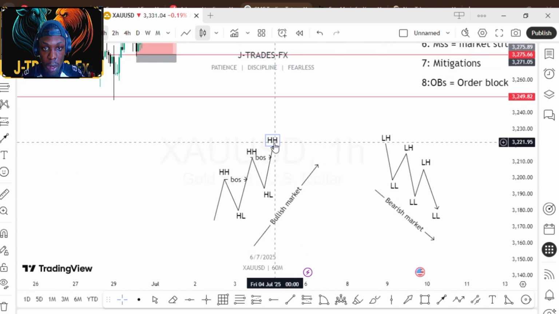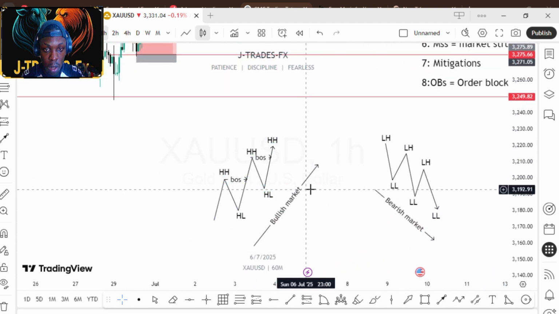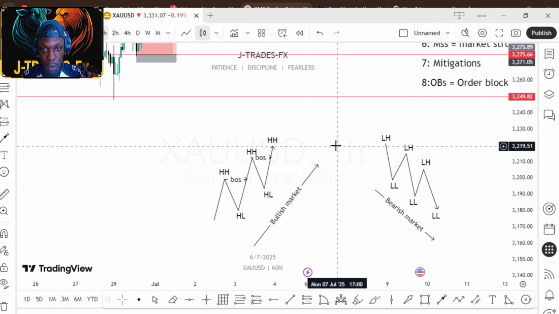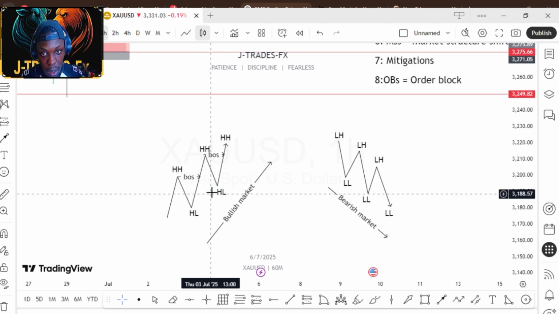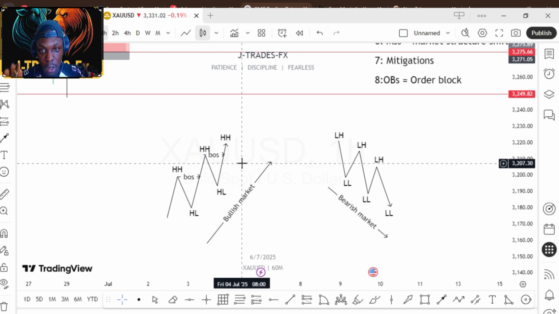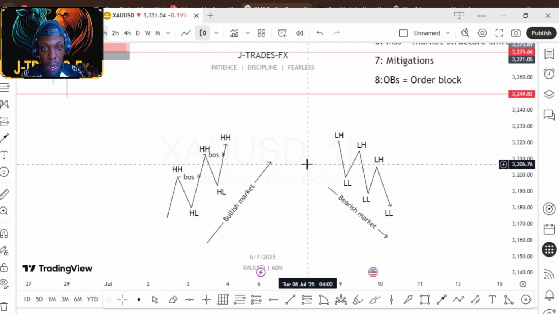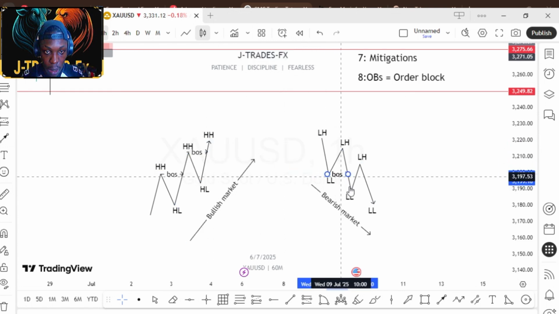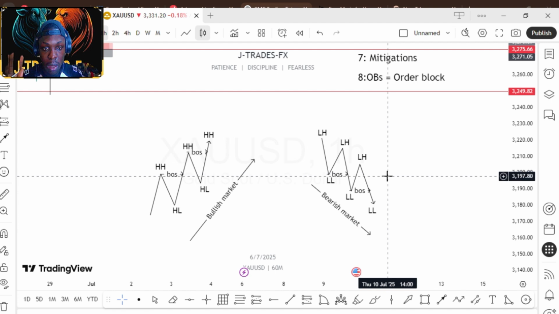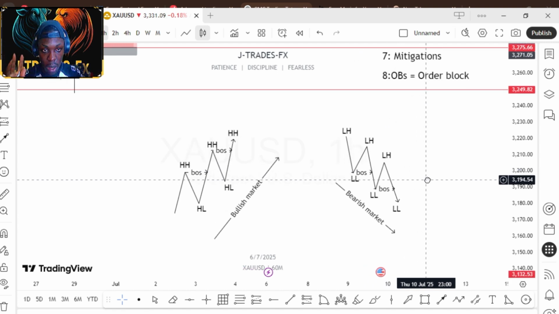When the market creates a series of higher highs and higher lows, this is also a structure, a higher low structure and a higher high structure. So when the market keeps breaking structure to the upside, the market is bullish. And when the market keeps breaking structure to the downside, the market is bearish. The same thing, just opposites to each other. You understand? The same thing.